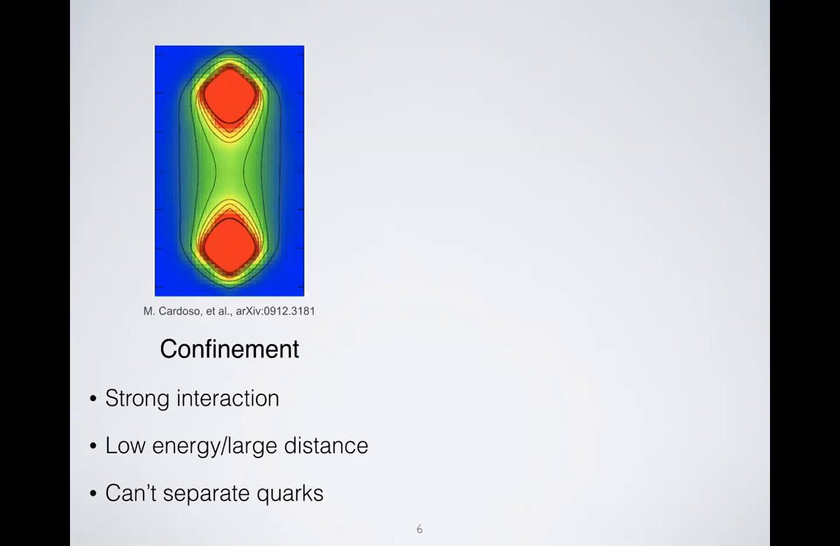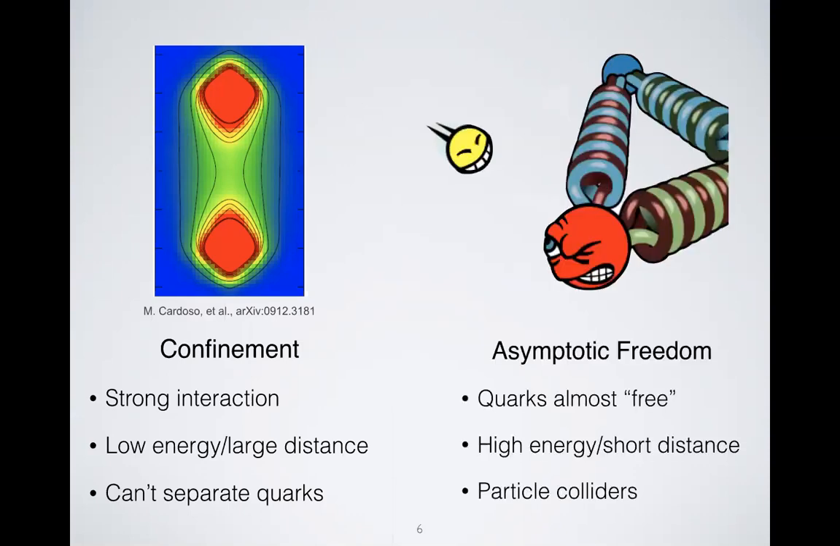Okay, so we talked about confinement, that you can't get a quark by itself. This picture from lattice QCD is a direct solution using supercomputing resources, but it can't apply to all situations. In particular, you can't use it to calculate the mass of the proton from basic principles. So this applies at low energy, large distance.